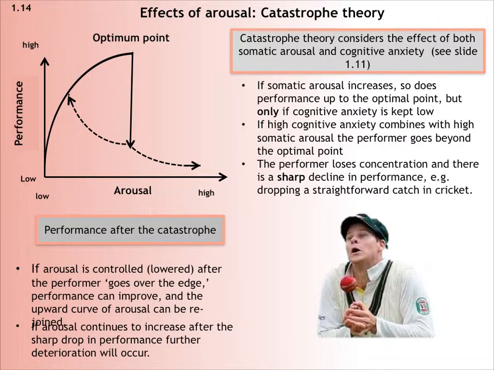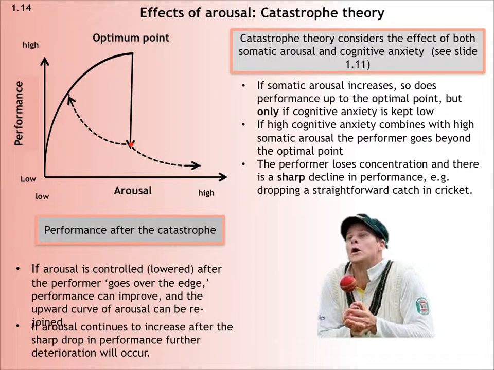Now what you need to understand is what these dotted lines mean. So this is where maybe a coach or your peers come in. If arousal is controlled and lowered after the performer goes over the edge, you can see arousal's here and it's been lowered, it's coming back along here. The performance can improve and the upward curve of arousal can be rejoined. They come back in here and they're absolutely fine and they can start again.